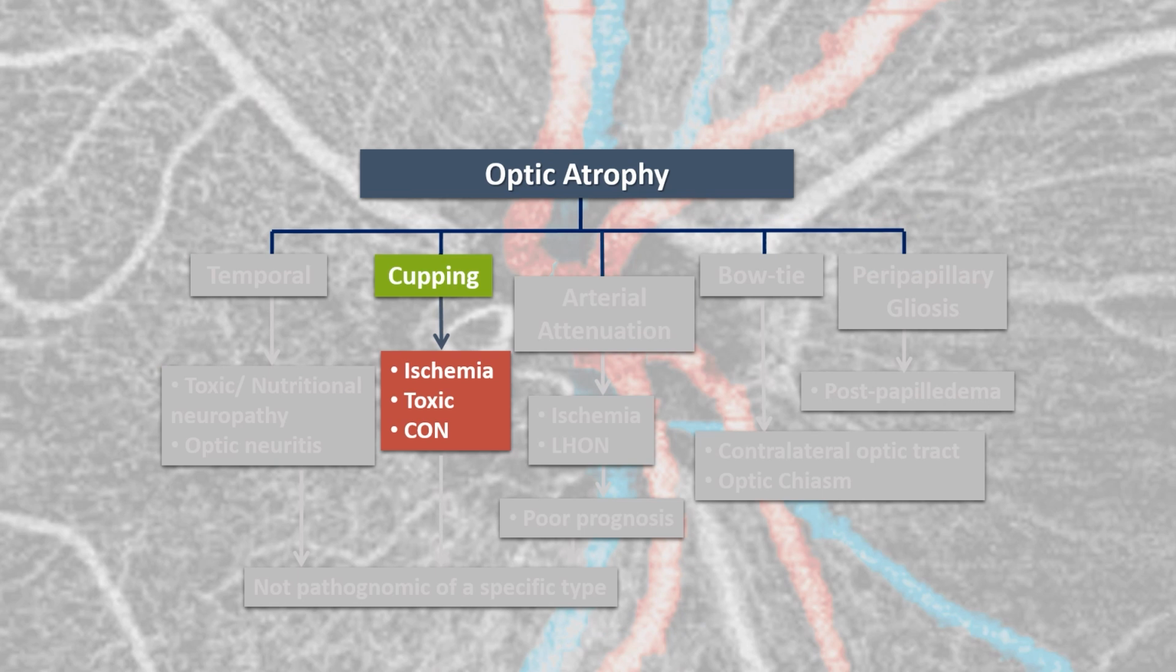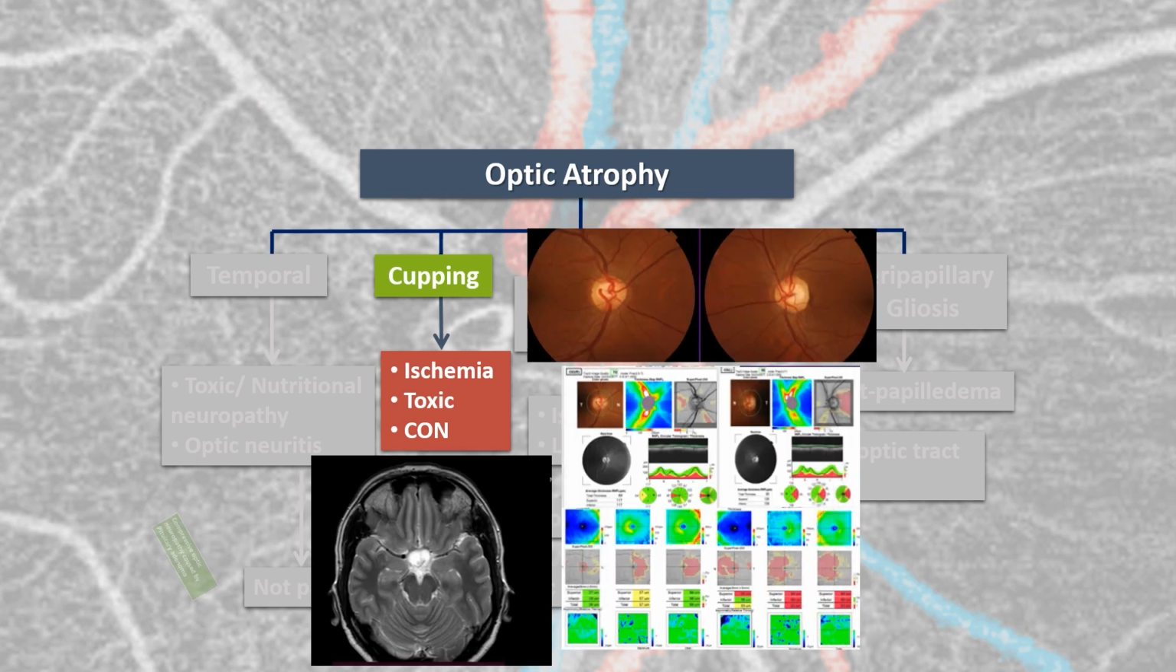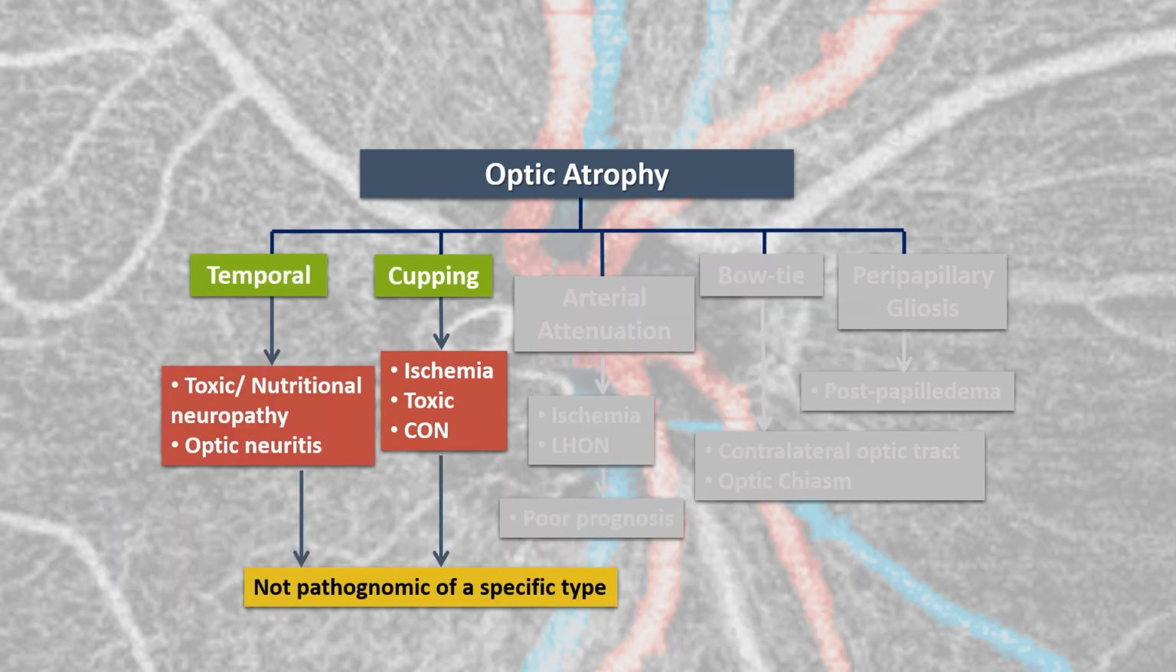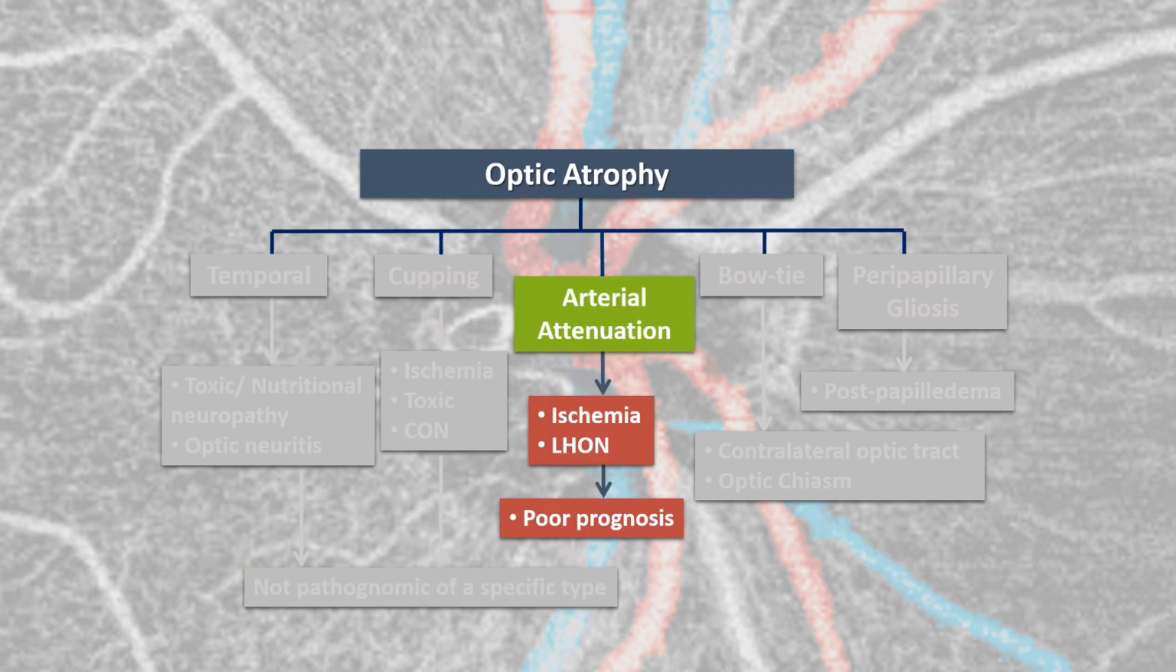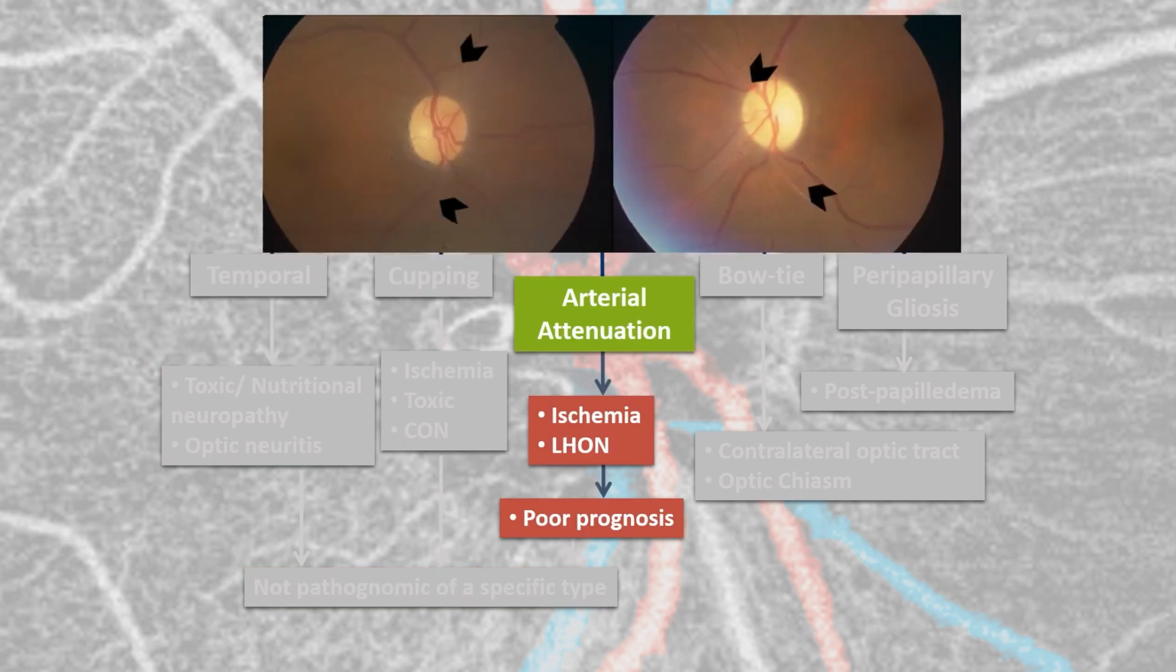Optic atrophy with cupping can be seen in ischemic causes or due to compressive pathology like a pituitary adenoma, where the loss of macular GCC corresponds to the visual field loss and MRI brain is diagnostic. Remember, both of these are not pathognomonic of a specific type. Presence of arterial attenuation goes in favor of ischemia or LHON, having a poor prognosis.